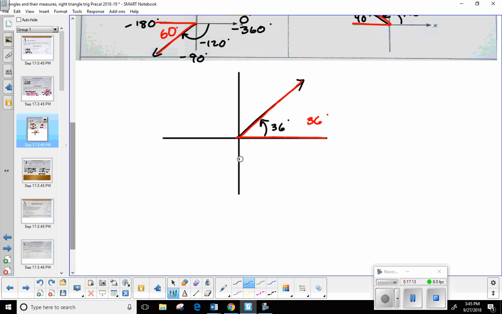Okay. What if I rotated clockwise and had a negative 75 degree angle? What's its reference angle? It is 75, yes. Remember, the negative just tells me direction, and the reference angle is always positive. Perfect. Perfect, perfect. Any questions on reference? Any questions on coterminal?